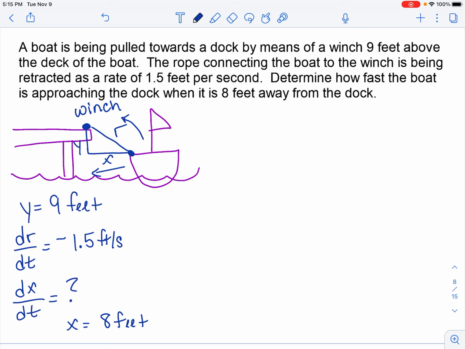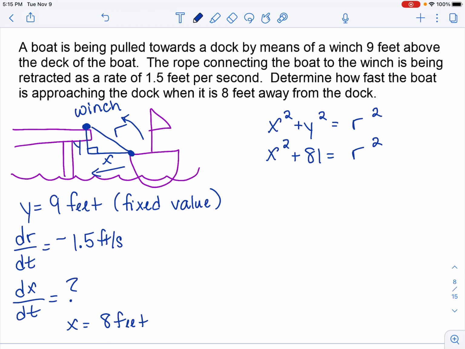All right, so what we really have is a shrinking triangle. Now, which of these things is fixed? The only thing that I didn't draw an arrow on is the y. So y is a fixed value. And we said at the beginning, the only way to relate these things together, since it is a right triangle, is the Pythagorean theorem. So I'm going to write that we have x squared plus y squared equals r squared. x is a changing thing, so it's going to stay x. y is a fixed value, so y squared is 81. And then I've got r squared.